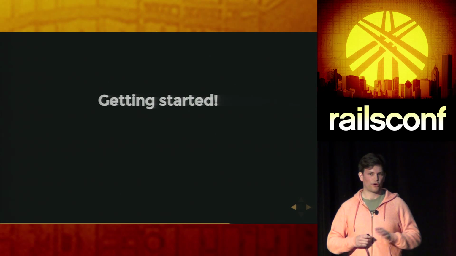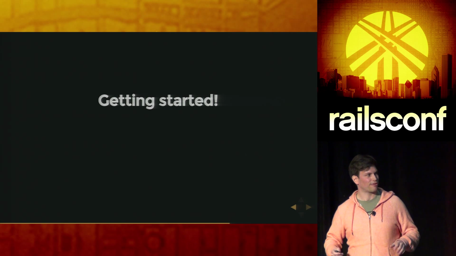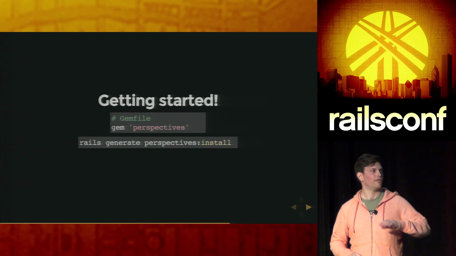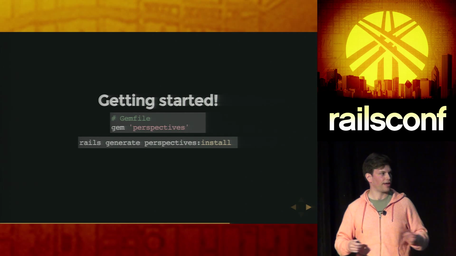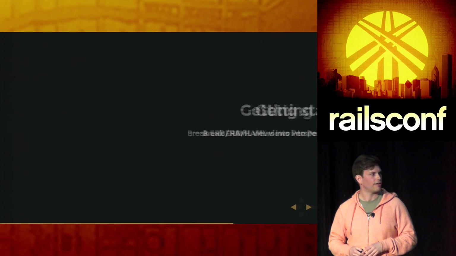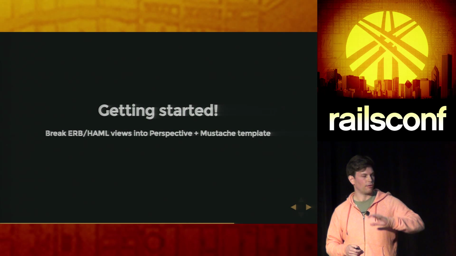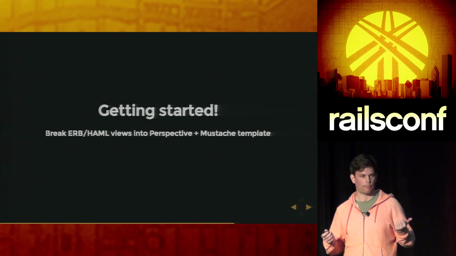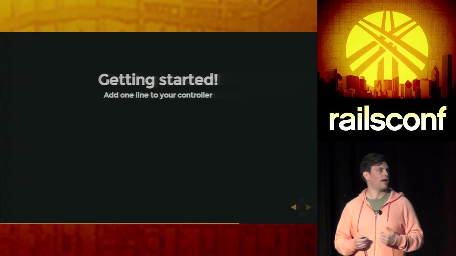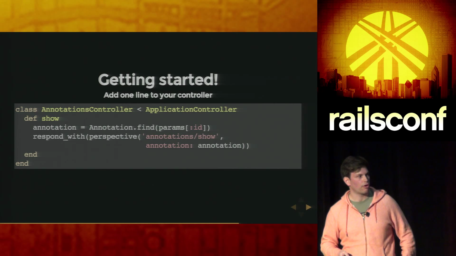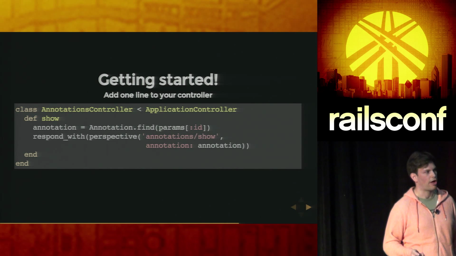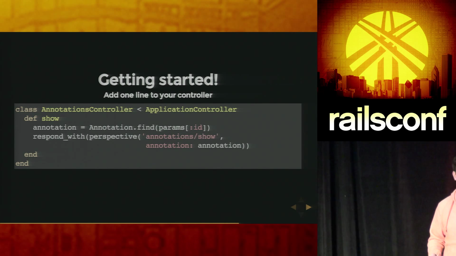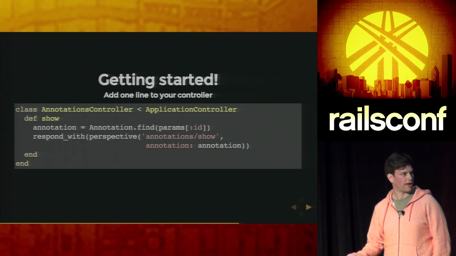All right, so I'm going to do the quick getting started. This is about this library, but I don't want it to be all about this library. So it's just a gem. You can just generate the install for it. That'll make your app perspectivified. You can scaffold stuff. You break your ERB templates into Mustache templates and a perspective, and you just add this one line to your controller. So this just uses a responder to figure out if the client wants HTML or wants JSON, and turns the perspective into whatever you want.